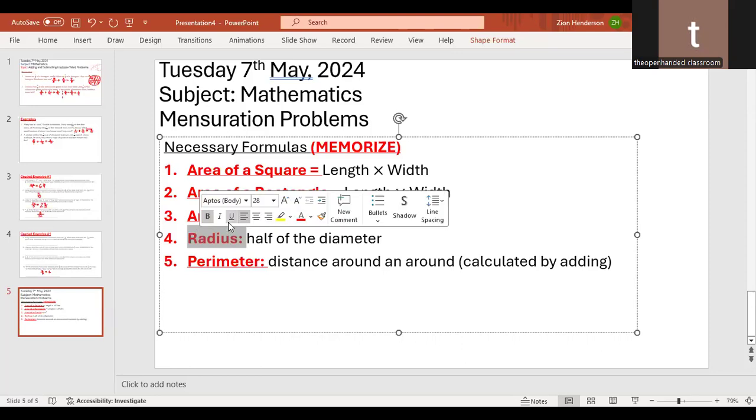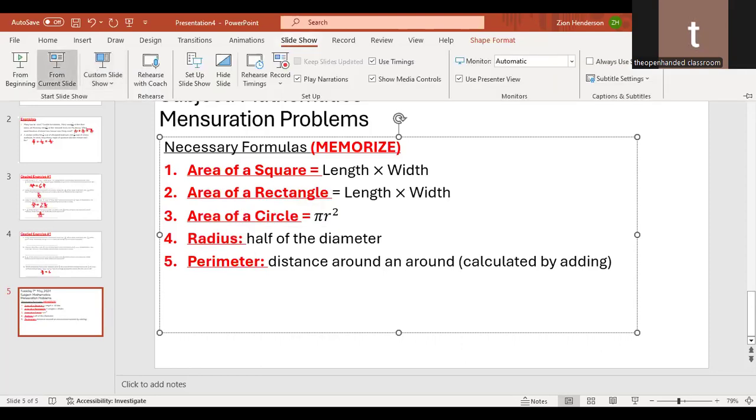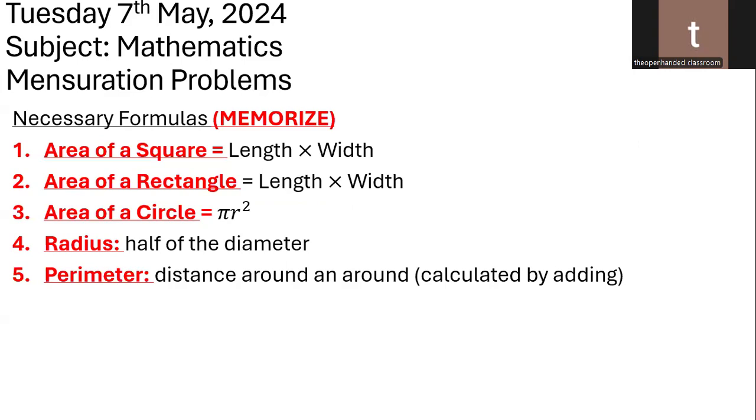All right. Okay, let me know if y'all understand this so far before I move on. Yes, sir. Okay. So we have the area of a square, area of a rectangle, area of a circle, we have the radius, and then we have the perimeter. Okay, all those are what we have so far.